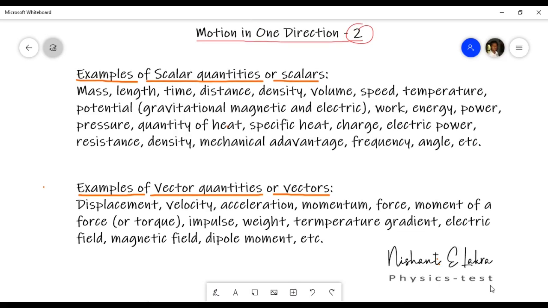I hope you have understood this. We're learning motion in one direction. We'll be learning more about it in the next note. Keep revising and keep learning it.